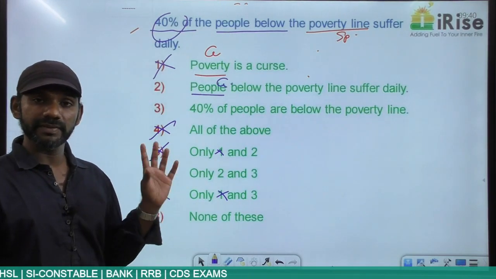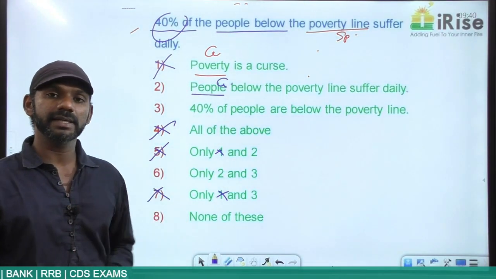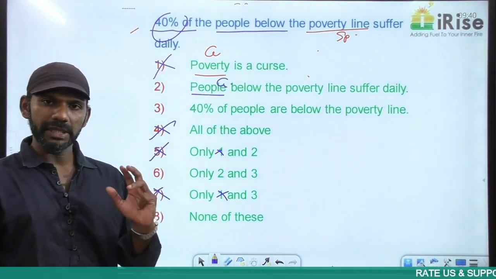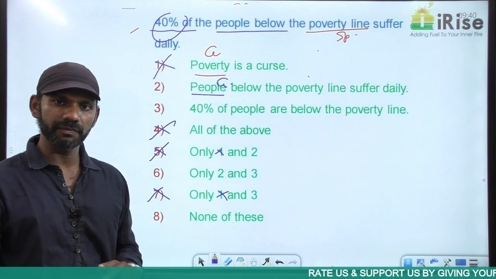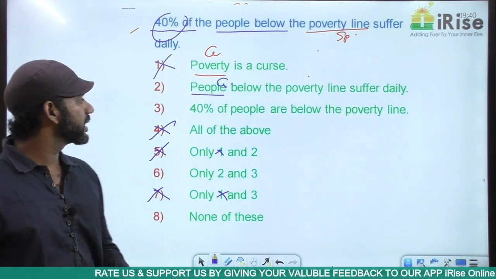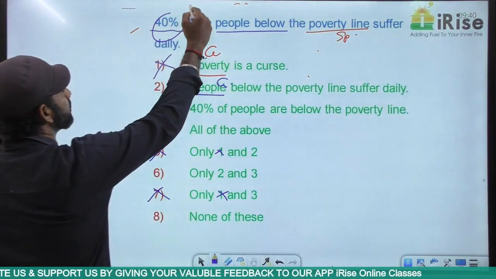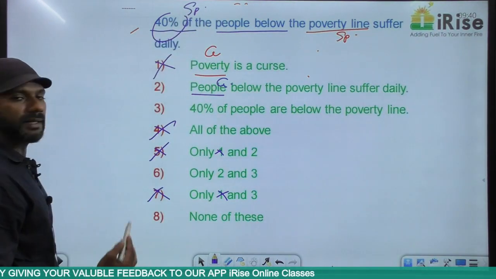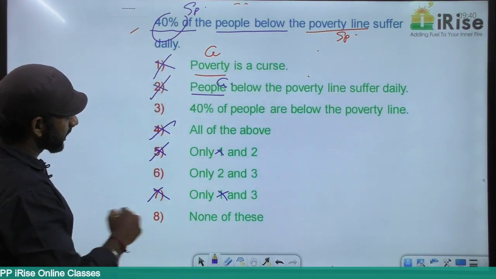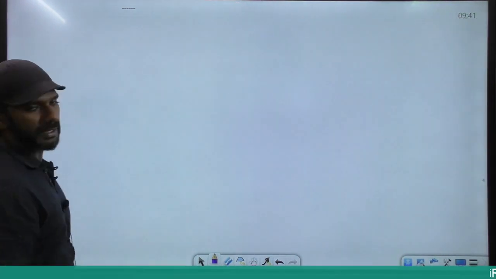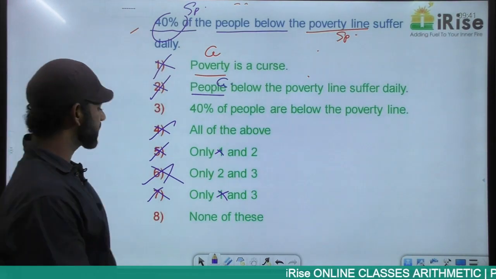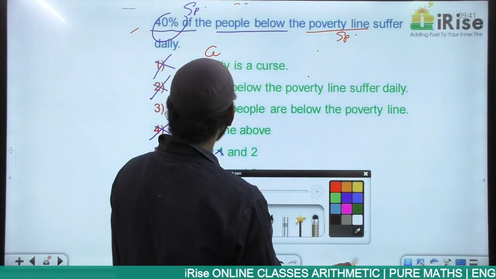Let's compare it to the sentence given as a passage. 40% of the people below the poverty line suffer daily. Now decide. People, 40% of people, which is general, which is specific? People becomes general. 40% of people becomes specific. General and specific will not go together. Option 2 is eliminated. 2 and 3 is also eliminated. Now we have only 2 options left. 3 and none of this. Now come to 3.